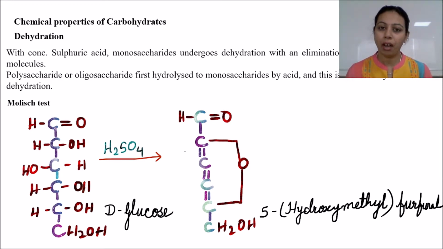In my last classes, we have discussed the physical properties of the carbohydrates. We have seen how the alpha and beta anomers of the carbohydrates exist, which one is stable and why these are stable. Now coming back to the next topic of the carbohydrates, which is the chemical properties of the carbohydrates.